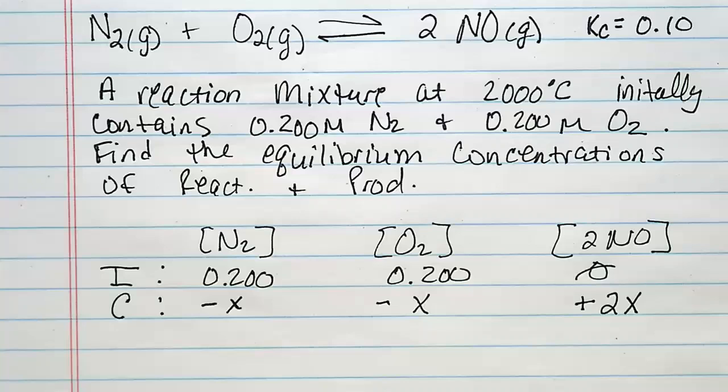Okay? Whatever the coefficient is in front of each reactant, that's what you multiply your X by. That's the change that occurs. Okay? Make sense?